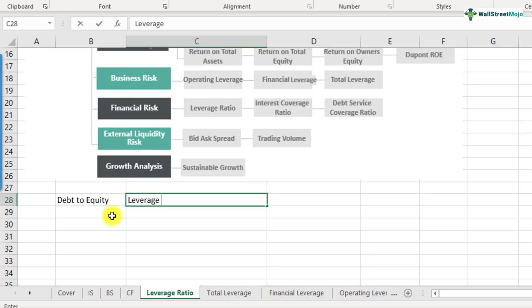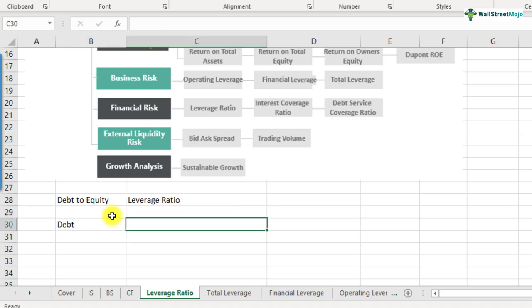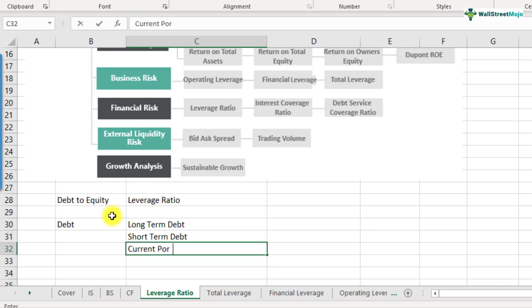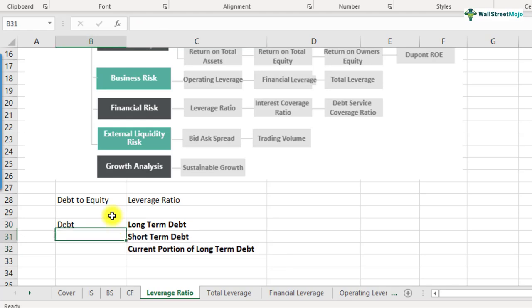So what comes under debt and what comes under equity is what we will discuss now. When we talk about debt, all kinds of debt need to be included: the long-term debt, short-term debt, current portion of long-term debt, everything. I'll just write it down: long-term debt, short-term debt, and as a part of the long-term debt, there is something called current portion of long-term debt. What it means is that this is the amount that is due in the current year out of the total long-term debt. All these three items are included as a part of the debt.